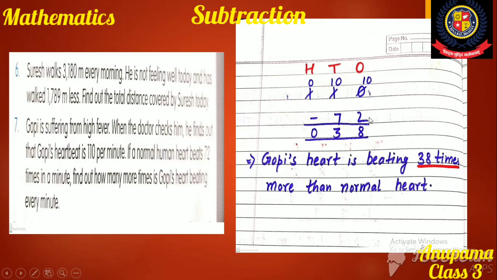So 0 minus 2 is not possible. We will take a borrow from here. After giving 1, here 0 is left. So 0 will become 10. 10 minus 2 is 8. So write 8 in the ones column. Now here is 0 left. So we will take a borrow from the hundreds column. So 0 will become 10. Now 10 minus 7 is 3. So write 3 in the tens column, and 0 is left here. So Gopi's heart is beating 38 times more than a normal heart. Okay.